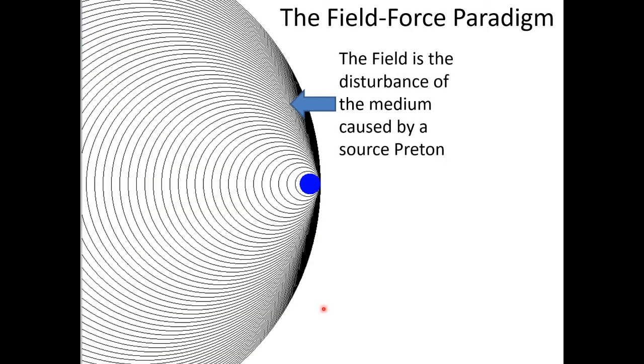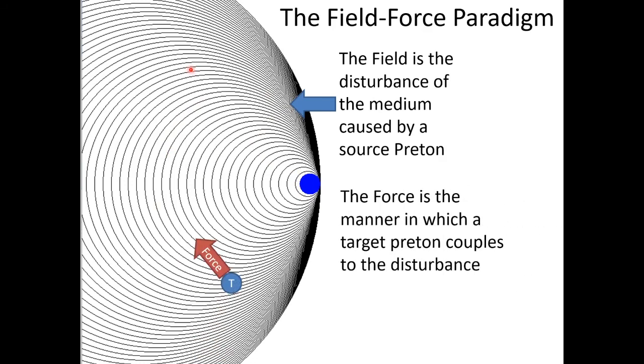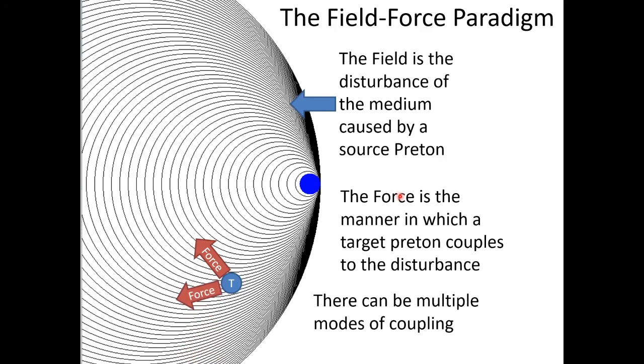Okay, and again, we're going to discuss a force field paradigm. As a source preton moves through the medium, it causes a disturbance. Okay, and the force is the manner in which a target preton couples to the disturbance. And what we've learned between my little friend and his 800-pound gorilla friend is that there could be more than one way that a preton can couple to a field. Okay, we've got to keep that in mind. Not think only in one term. There could be two terms.